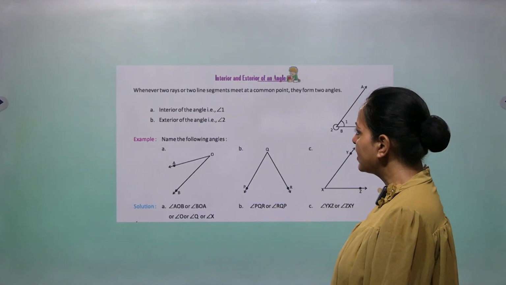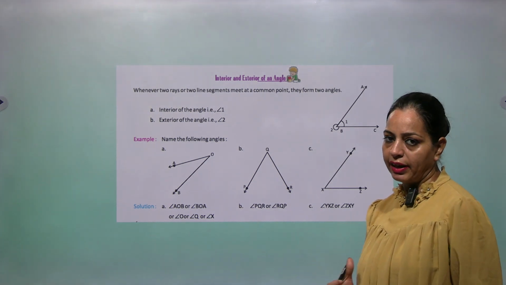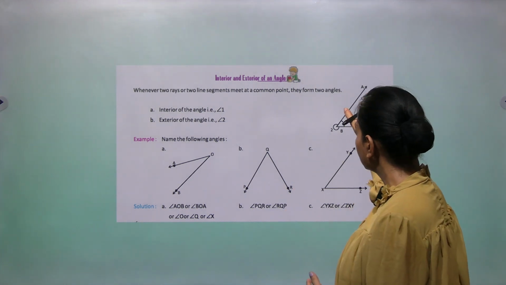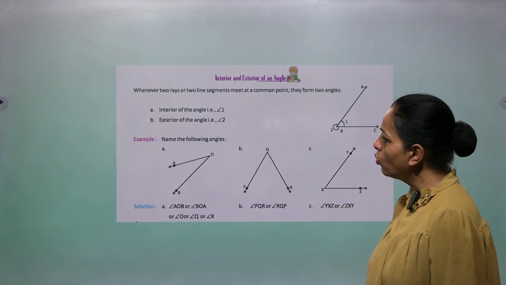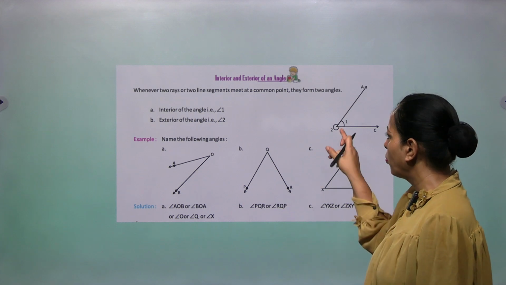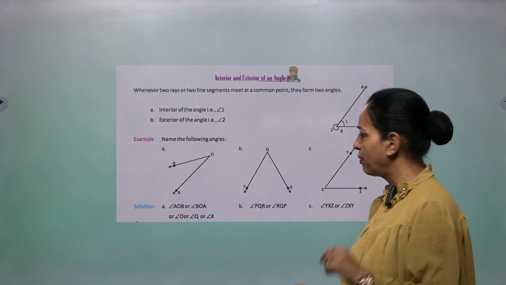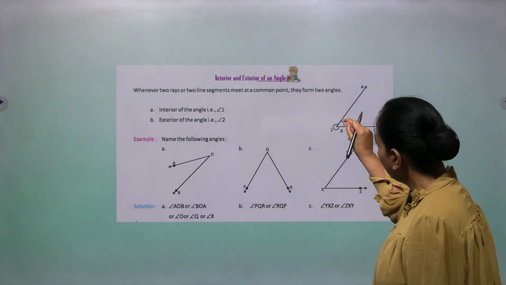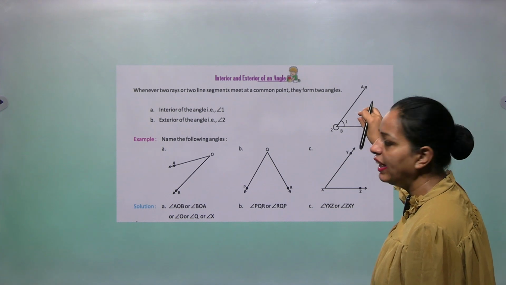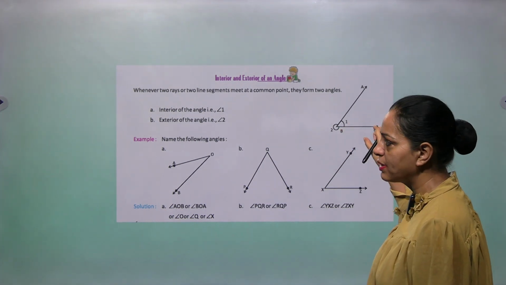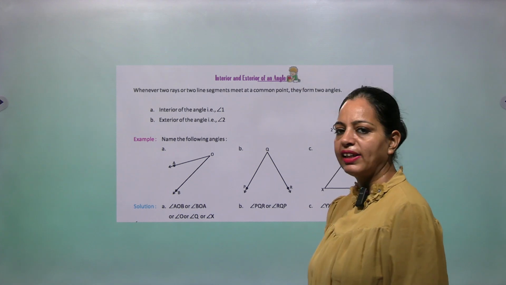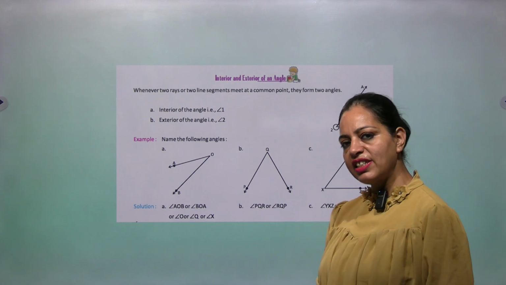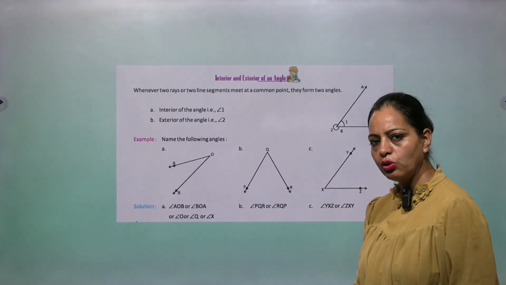Now interior and exterior of an angle. अब angle बन गया, अब उसके हम अंदर interior and exterior की बात करते हैं. So you can see this angle over here. Whenever two rays or two line segments meet at a common point, they form two angles. दो angles बन रहे हैं. एक this one angle और एक angle 2. तो जो angle 1 है, angle 1 is interior, वो अंदर है angle की arms के. So interior of the angle, that is angle 1, और जो बाहर है that is angle 2, उसको हम बोलेंगे exterior of the angle, that is angle 2, right?